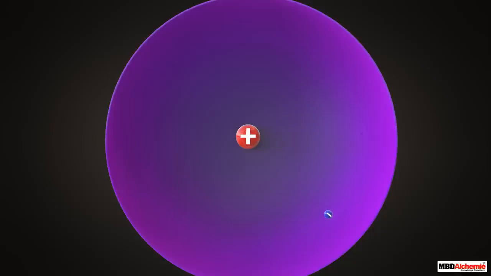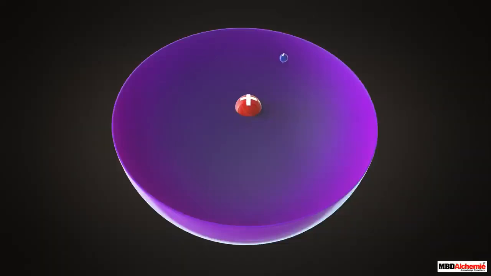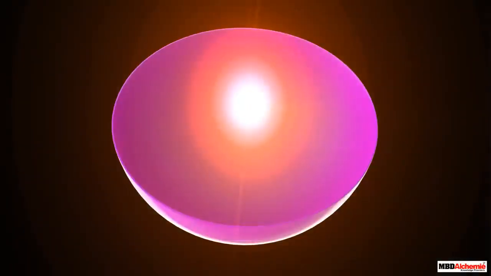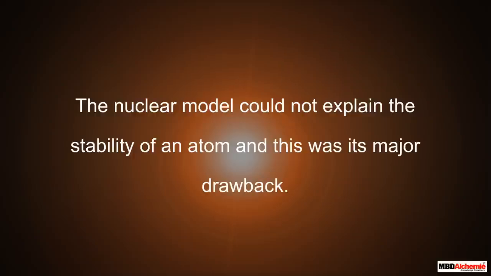However, later it was found that any charged body while moving in a circular motion undergoes acceleration. On undergoing acceleration, it should use some energy. So the energy of the electrons should keep decreasing. As a result, the path in which the electron is moving should keep becoming smaller, and thus, finally, it should fall into the nucleus, and hence the atom should collapse. So, the nuclear model could not explain the stability of the atom, and this was its major drawback.